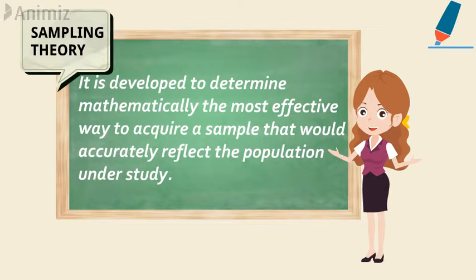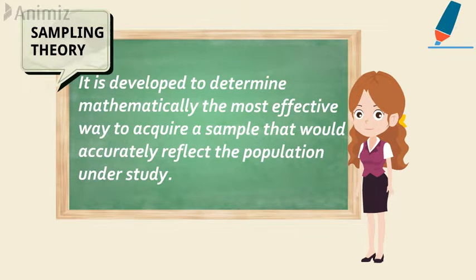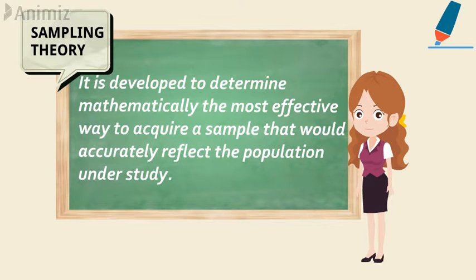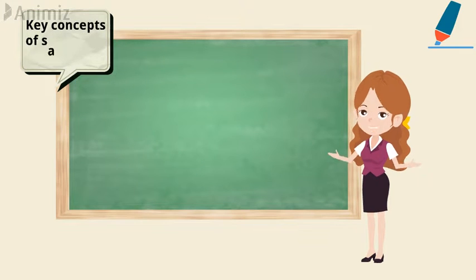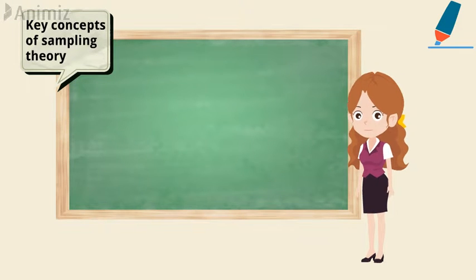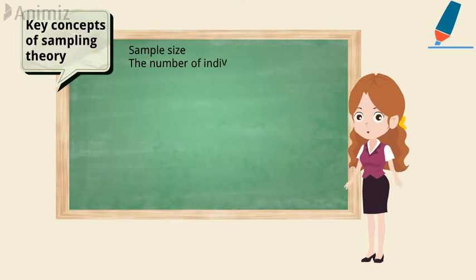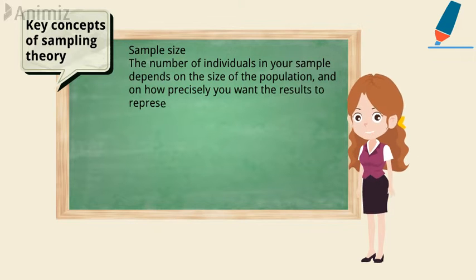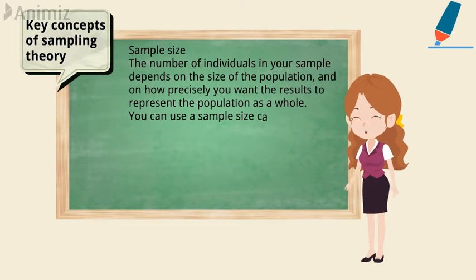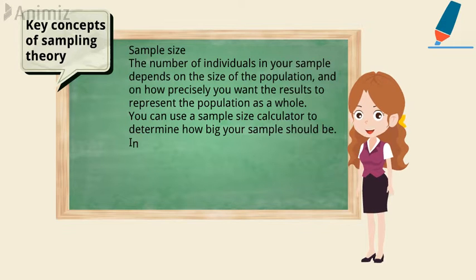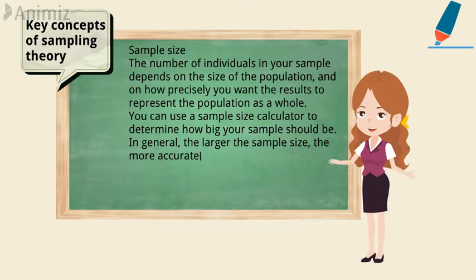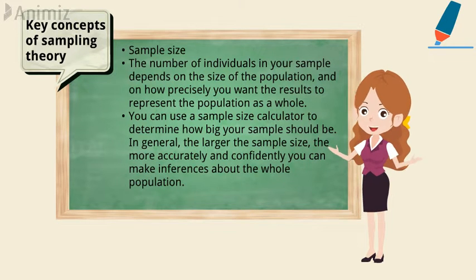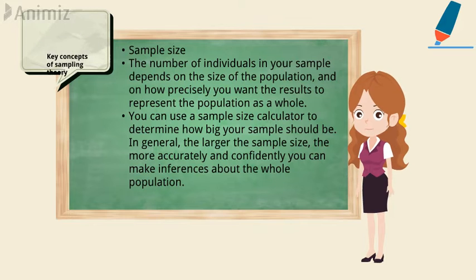Sampling theory is developed to determine mathematically the most effective way to acquire a sample that would accurately reflect the population under study. Now moving on to key concepts of sampling theory, the first one is sample size. The number of individuals in our sample depends on the size of the population and on how precisely we want the results to represent the population as a whole. We can use a sample size calculator to determine how big our sample should be. In general, the larger the sample size, the more accurately and confidently we can make inferences about the whole population.